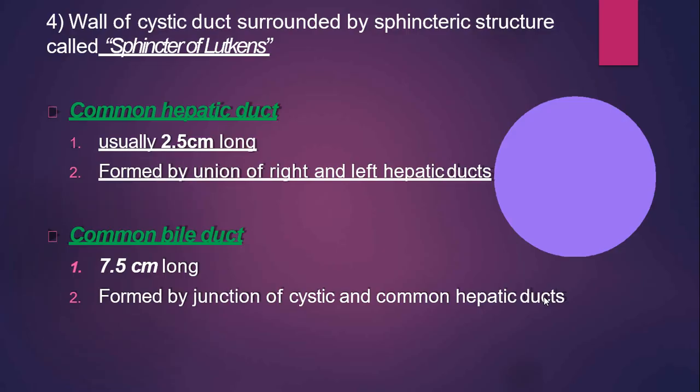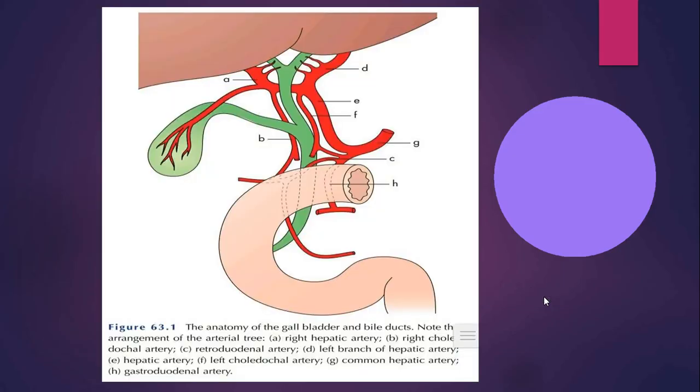Now the cystic duct unites with the common hepatic duct. The common hepatic duct is formed by the right and left hepatic ducts, and after union with the cystic duct it becomes the common bile duct. The common hepatic duct is 2.5 centimeter long, formed by the union of the right and left hepatic duct, as I told. The common bile duct is very important for the surgeon. It is 7.5 centimeter long, formed by the junction of the cystic and the common hepatic duct. In this diagram you can clearly see the gallbladder, and the cystic duct united with the common hepatic duct to form the common bile duct.